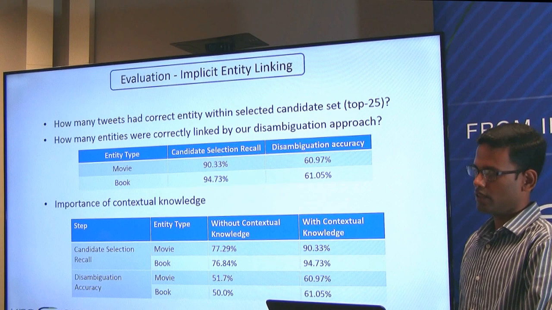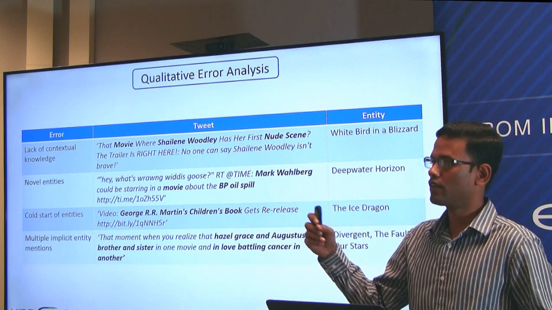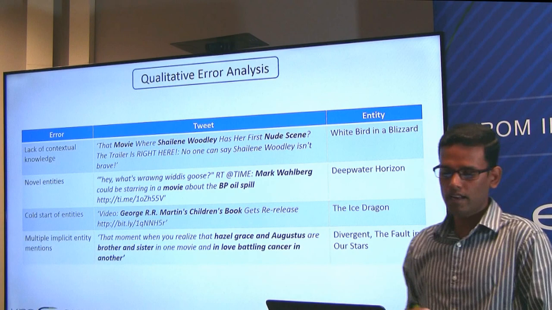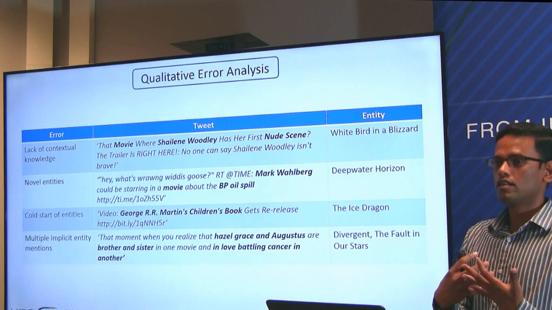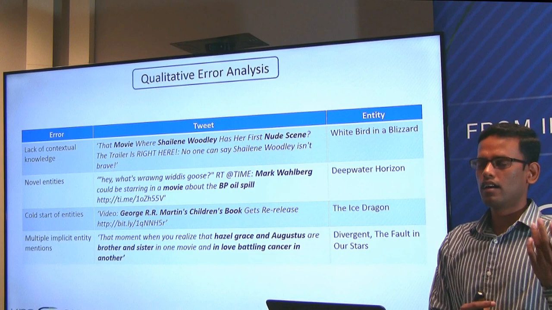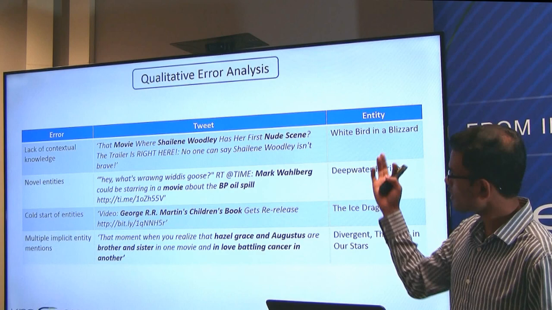So I'll explain this slide, because it partially answers the question. These are the scenarios where we went wrong, and these are the four error types we identified. The first one: remember we selected 617 movies that we thought were being discussed. When we collected the contextual knowledge for them, some of those movies did not have enough tweets. This entity just had about 40 tweets, but we are collecting knowledge from 1,000 tweets per entity. So that did not give us enough knowledge to model the entity, which is one reason we did not link it properly.